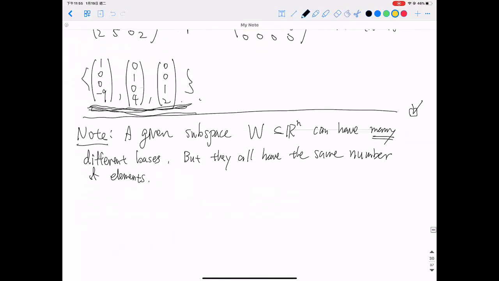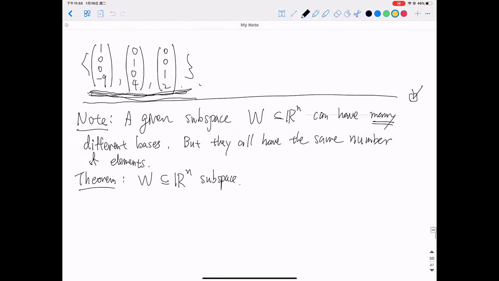In fact, this is a very general phenomenon that requires some proof. So let's formulate this carefully. So W is again a subspace. Okay, and let's first of all observe the following situation.